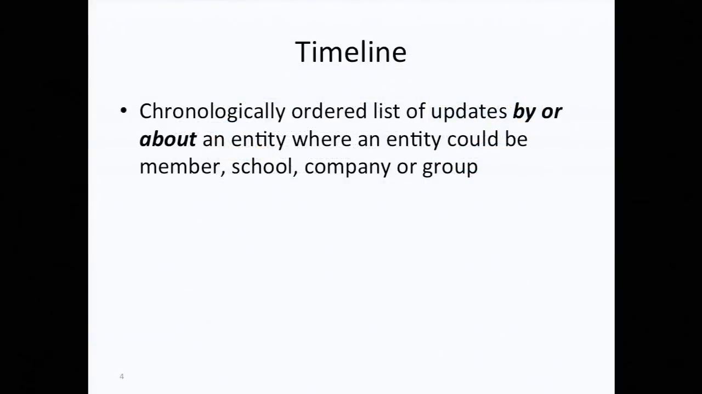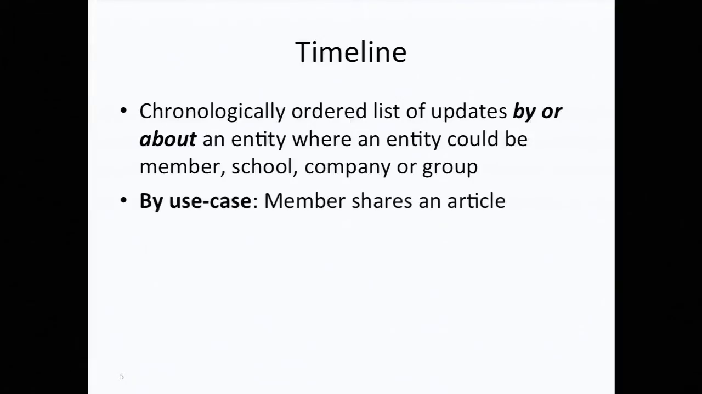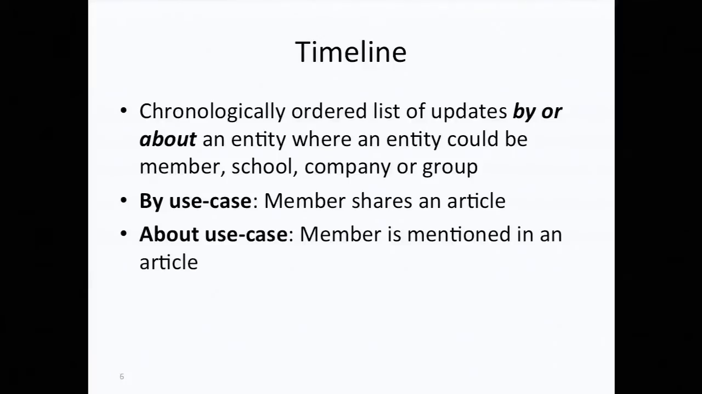So there are many ways to solve this feed problem. FollowFeed takes the approach of building an index called a timeline. A timeline is a chronologically ordered list of updates by or about an entity, where an entity can be a member, school, company, or group. Some examples: by use case, a member shares an article. This is an update by a member, that's why it goes in his timeline. About use case, a member is mentioned in an article. It's about the member and it goes in his timeline.